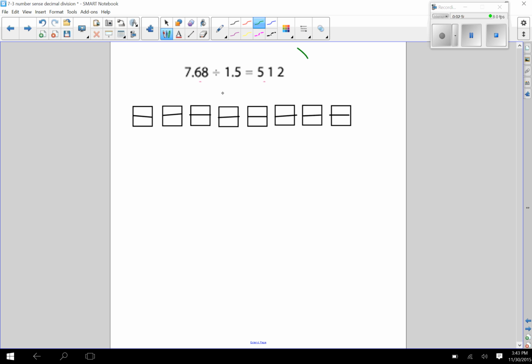So, some of the times the divisor is going to be less than 1, like in the problem we had just a second ago. But sometimes it's going to be greater than 1. So this is what I want you to do.